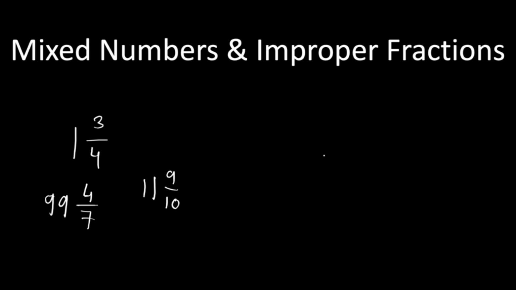Improper fractions are basically a fraction with a numerator greater than the denominator. So for example, 87/4. This is an improper fraction. 3/2 is an improper fraction. 18/11. That's another improper fraction.